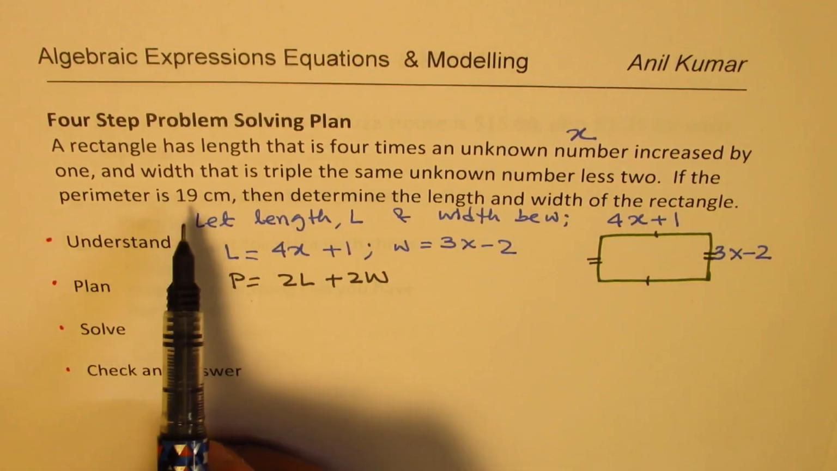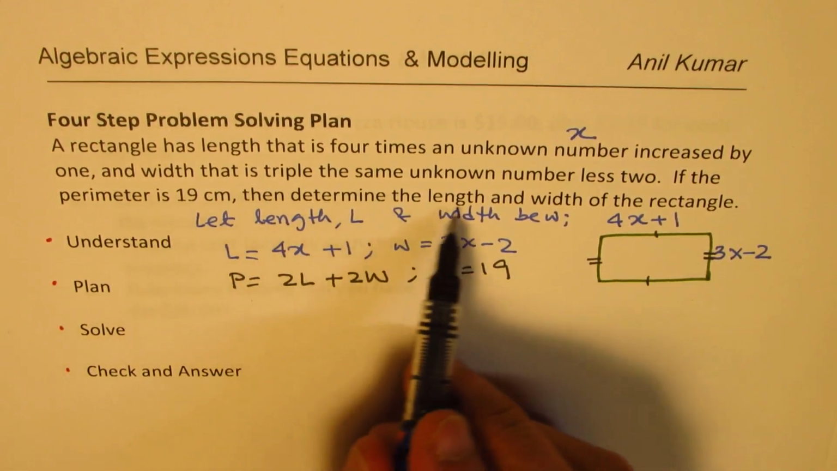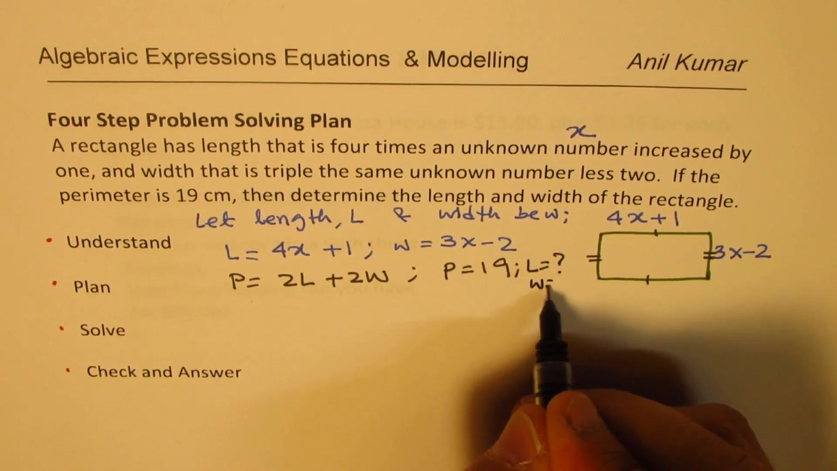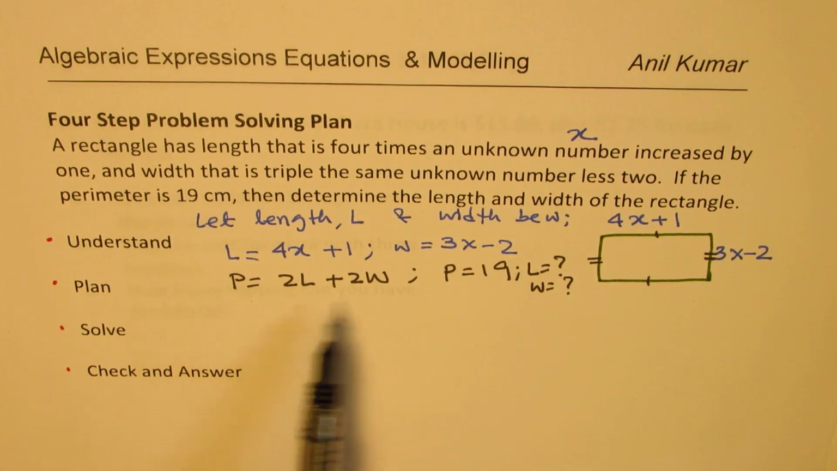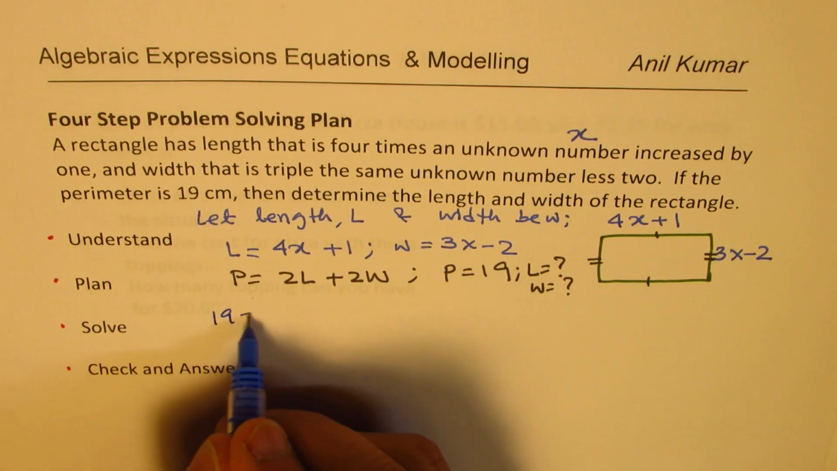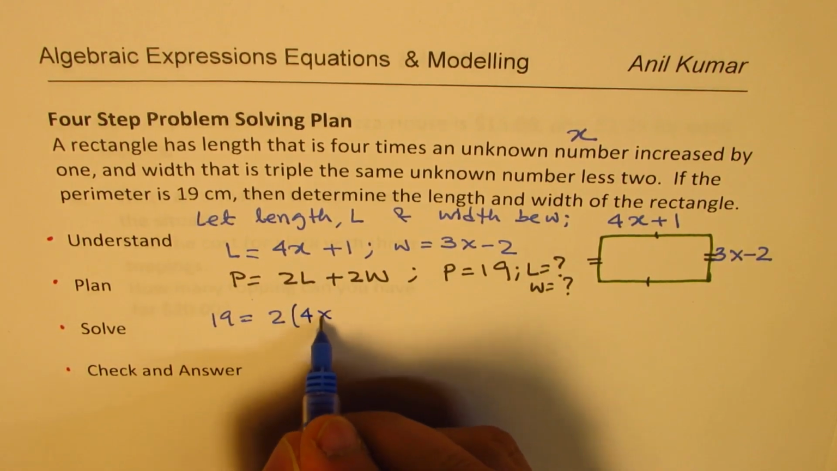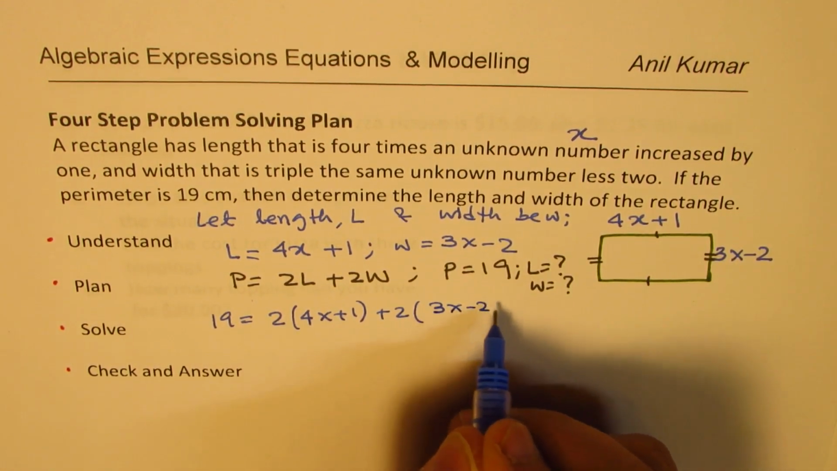And we are given that perimeter is equal to 19, then determine the length and width. Then we need to find what is length and what is width. That is our question. So that is the complete understanding of our question. Now let's plan how to solve it. Well, we know that the perimeter is 19, so we can replace P with 19, right? 2 times, we know length is 4x plus 1, so we'll do 2 times (4x plus 1) plus 2 times width, which is (3x minus 2).